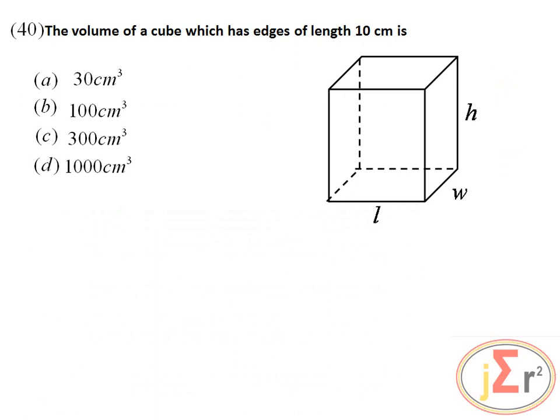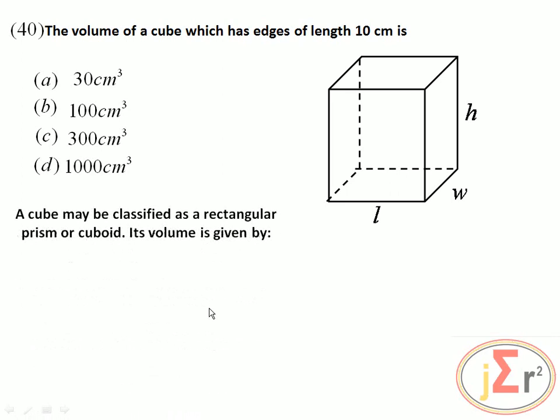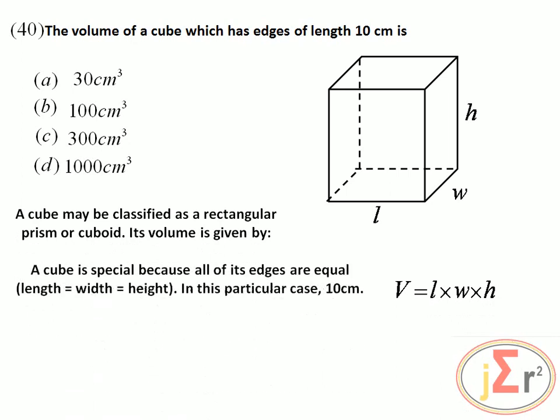The volume of a cube which has edges of 10 centimeters is what we are attempting to find in this particular problem. A cube may be classified as a rectangular prism or cuboid. Its volume is given by V is equal to length times width times height. A cube is special because all of its edges are equal. The length is equal to the width is equal to the height. In this particular case, each one of them is equal to 10 centimeters.